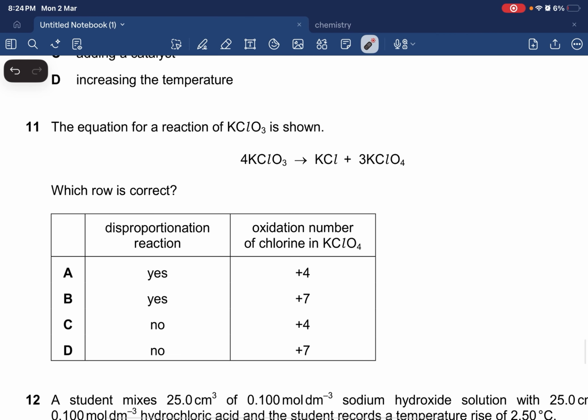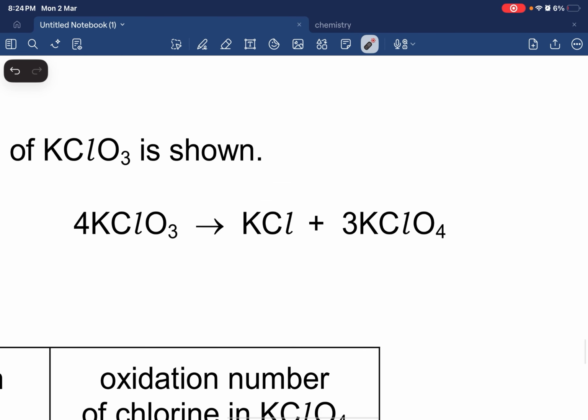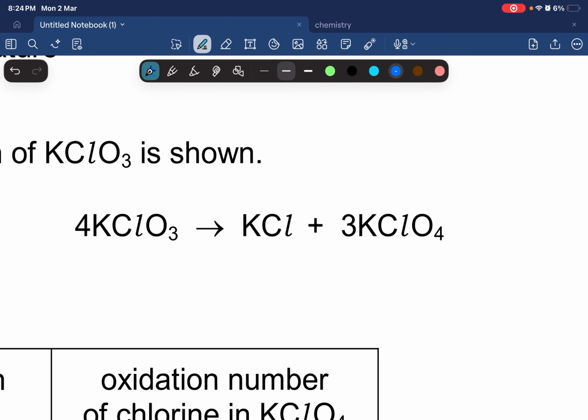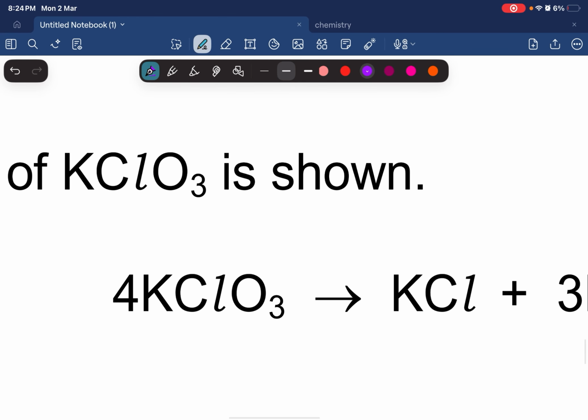The equation for the reaction of KClO3 is shown. So we have 4 moles of KClO3 that are forming KCl and KClO4. Which row is correct? Disproportionation reaction. For that, we've got to check the oxidation numbers. So how do we figure out the oxidation numbers? For potassium, it's always a positive one because it's in group 1. For oxygen, it's going to be a -2.